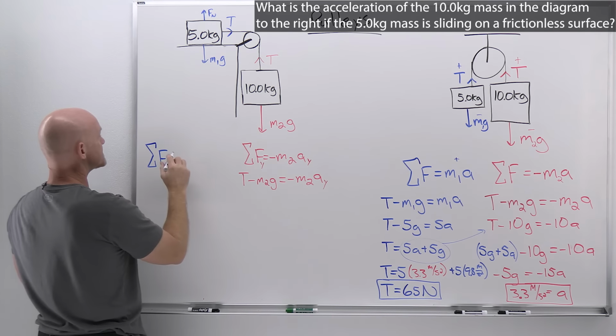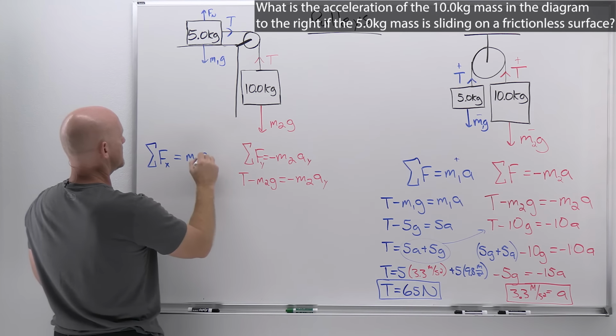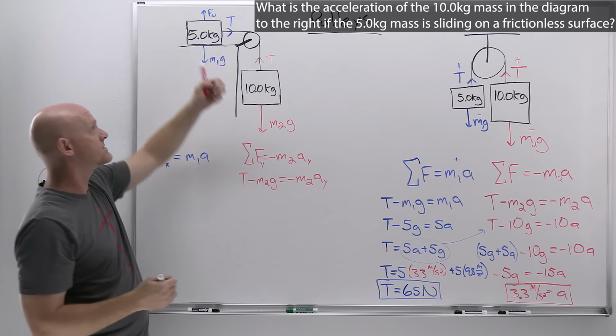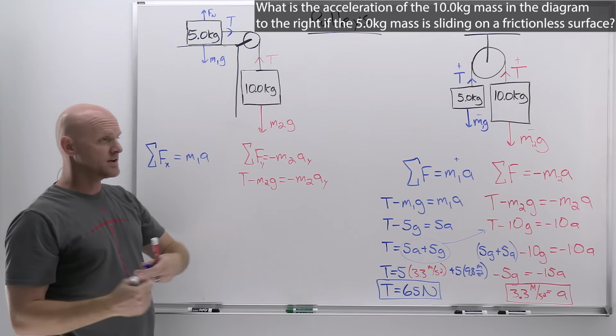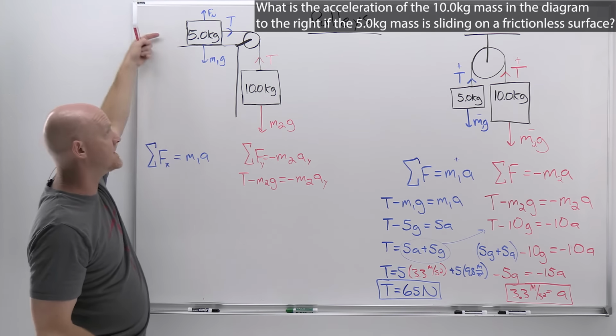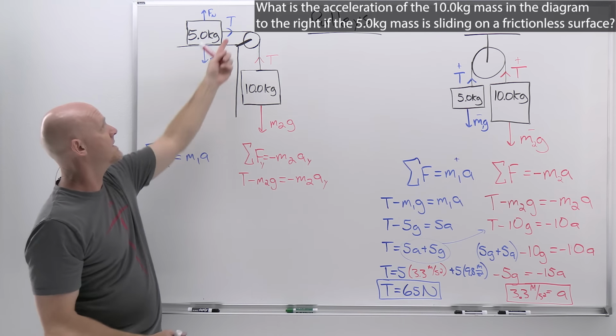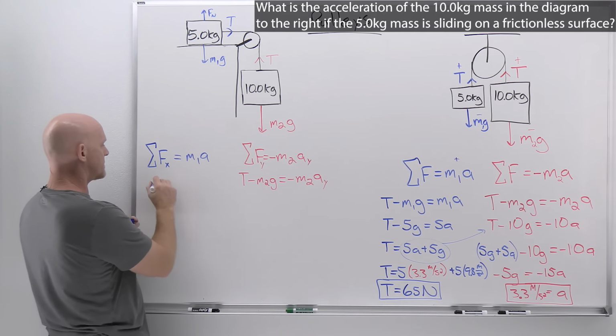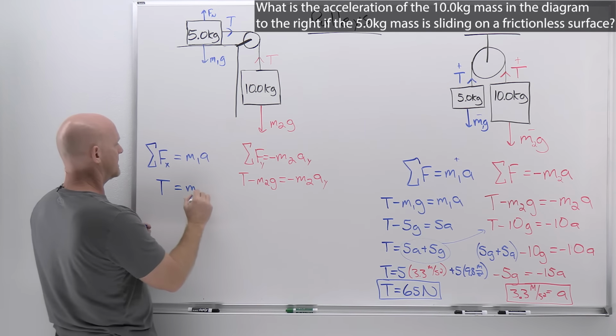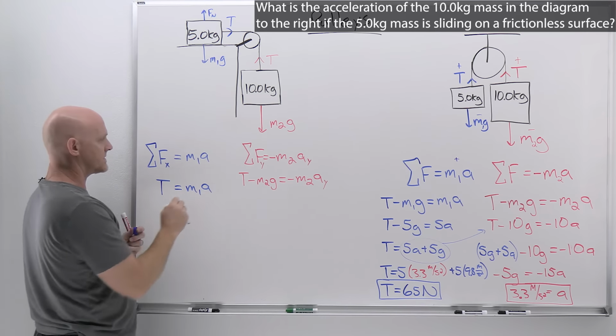The sum of the forces in the x direction here is going to equal m1a. It's customary for forces pointing to the right to be positive, and this is definitely going to be acceleration net to the right, so that's positive. And the tension is positive as well. That's the only force in this case, and so it's just T equals m1a, and they're both positive terms.